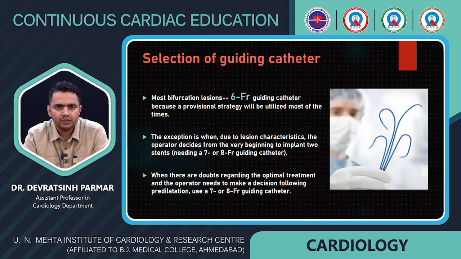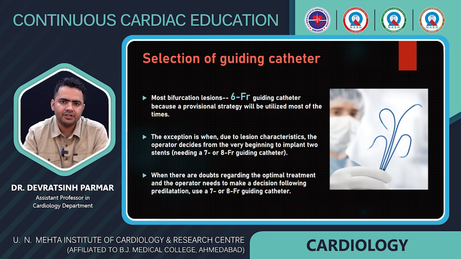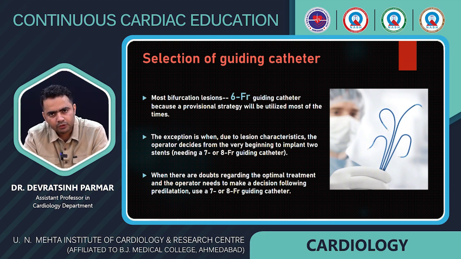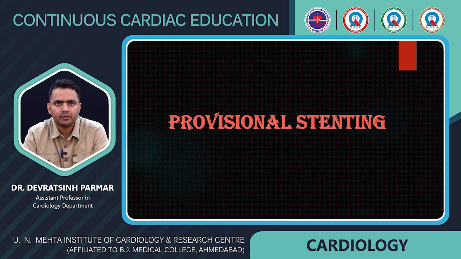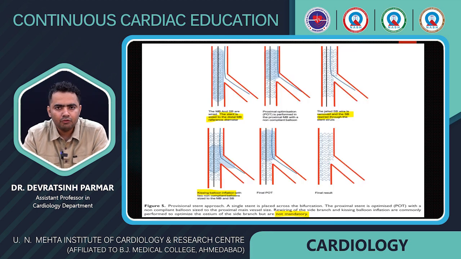Okay. Now what is the guiding catheter that we should use in a bifurcation PCI? Usually in provisional stenting, a 6 French catheter is fine. But if upfront we are going for the 2 stent strategies, we should take around a 7 or 8 French catheter, that helps.